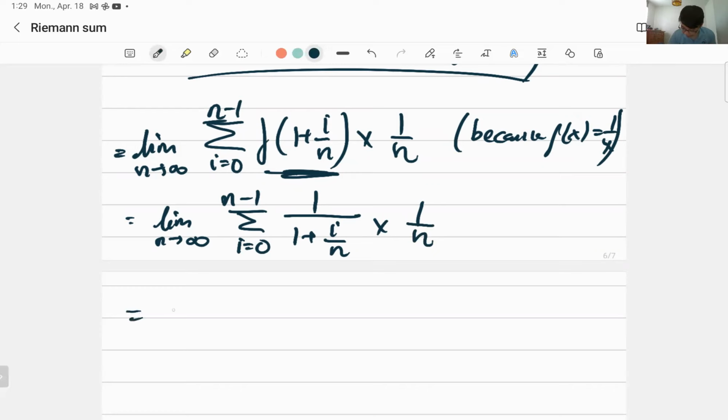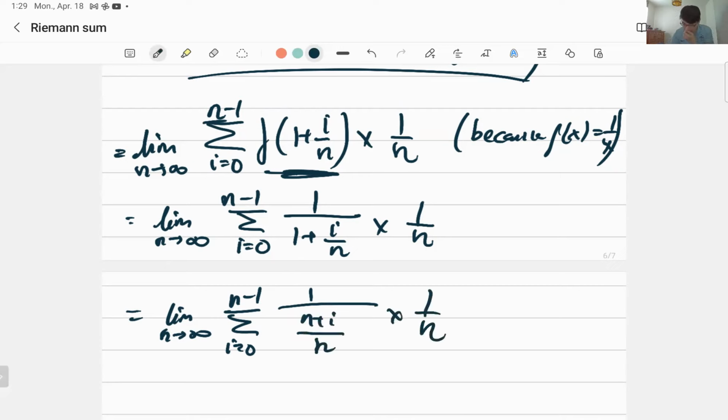Okay, and so the limit as n approaches infinity. So n minus 1. I can start to simplify everything in here. So it's like n plus i over n times 1 over n, right? I can simplify from here, so it's equal to n times n plus i, and then I can cancel the n out. That whole thing is equal to 1 over n plus i, and this is the expression.